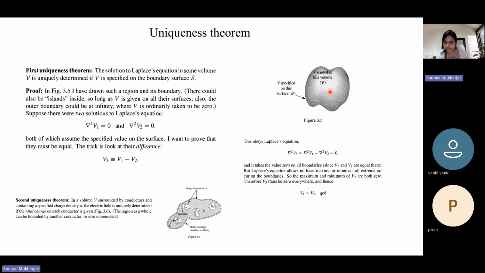Because of that condition, the solutions to the Laplace equation do not allow any maxima or minima. So if your V3 is 0 on this surface, V3 is also 0 anywhere in the volume, which implies that V1 has to be equal to V2. That means you have a unique solution. Okay, so we will use this uniqueness theorem.